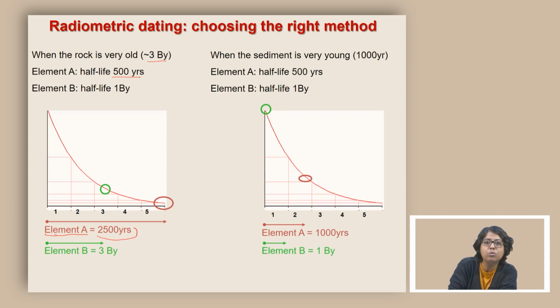The opposite is also true to some extent: if it is a very young sediment and we are using extremely large half-lives, then that also gives you a problem, because there won't be enough production of daughter elements to be detected. So, it is important to recognize that for every rock, depending on its average age, researchers choose the dating techniques accordingly.